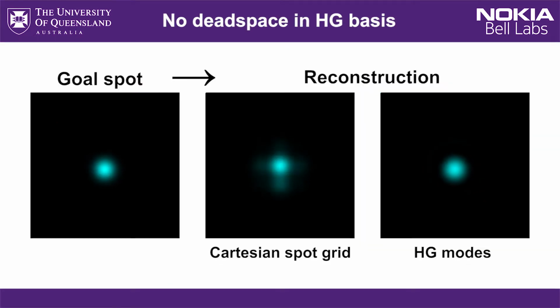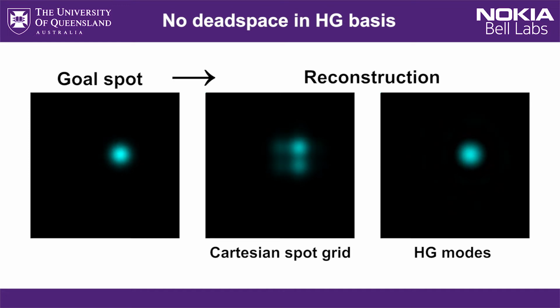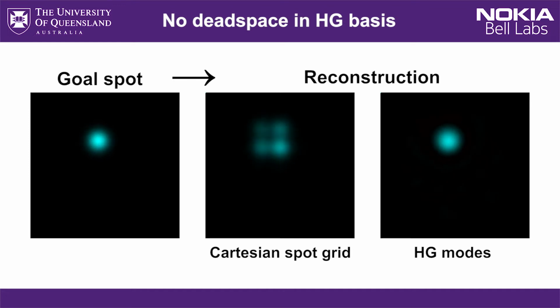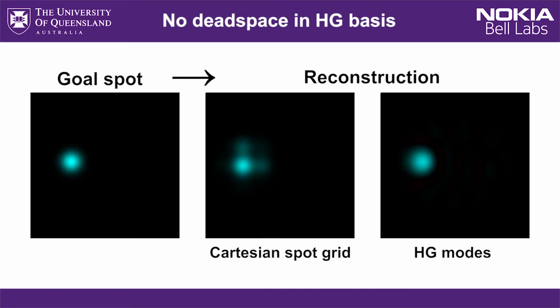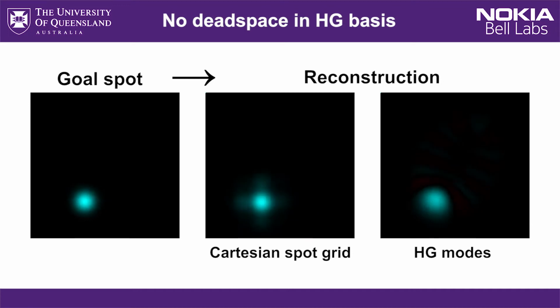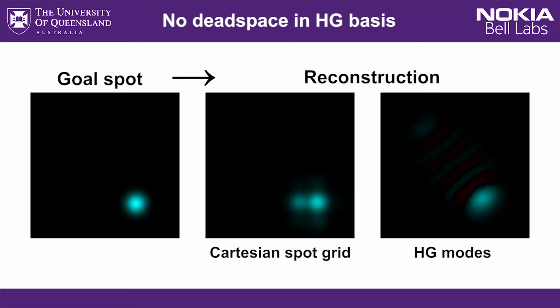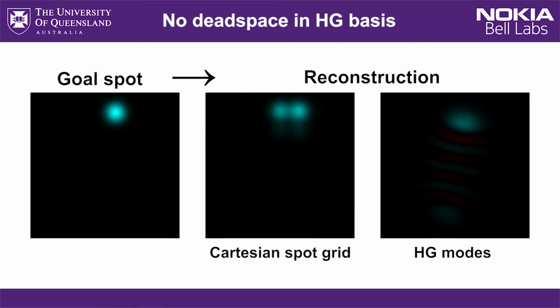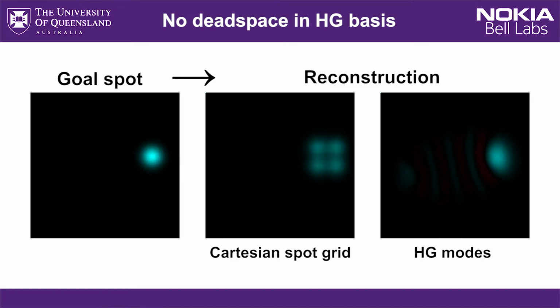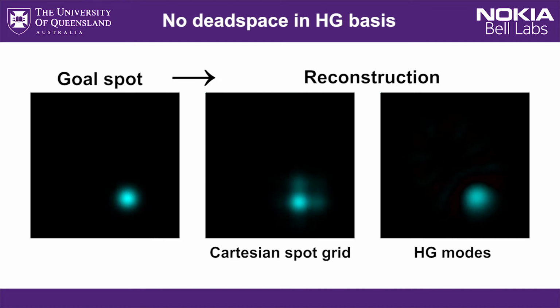One of the good things about working in the Hermite-Gaussian basis as opposed to an array of spots is also that it means that we don't have any dead space in the beam, either in the near field or the far field. We can address any position, whereas obviously if you had an array of spots, there'd be certain places where you just can't deliver light because there's no spatial mode there.